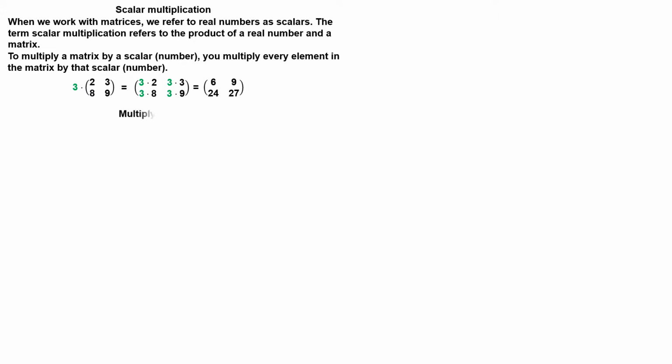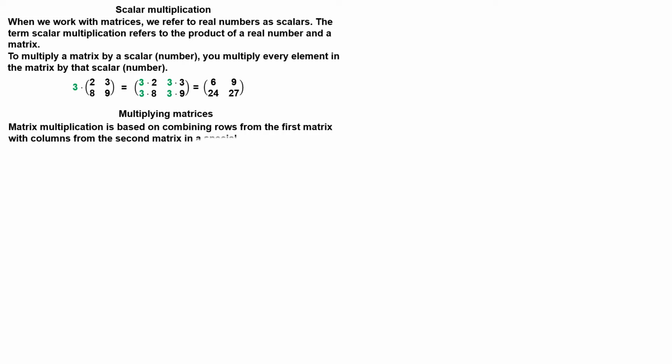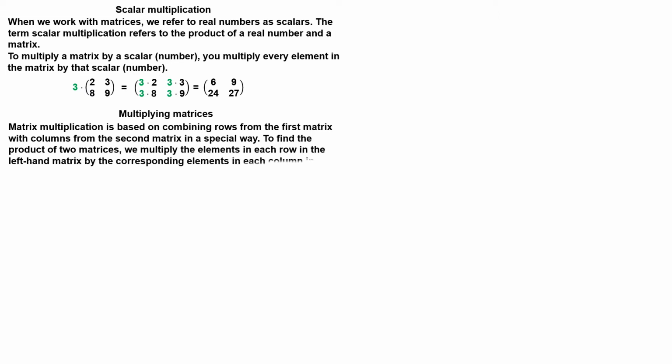Multiplying matrices. Matrix multiplication is based on combining rows from the first matrix with columns from the second matrix in a special way. To find the product of two matrices, we multiply the elements in each row in the left-hand matrix by the corresponding elements in each column in the right-hand matrix. Then we sum up the products. Let's see how it works.